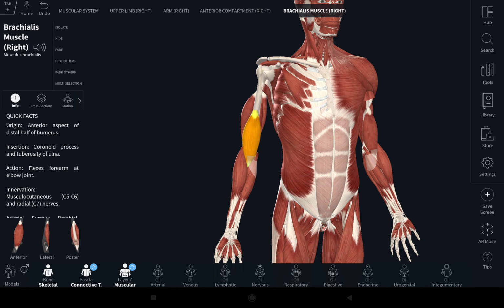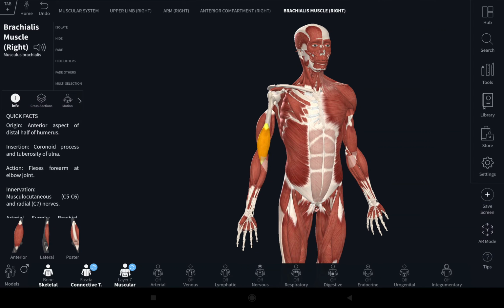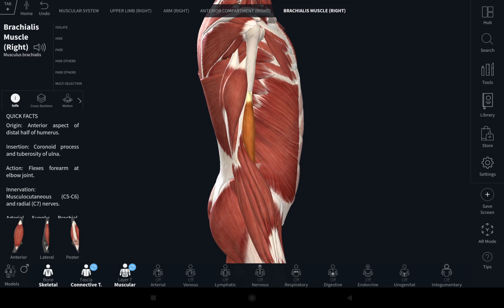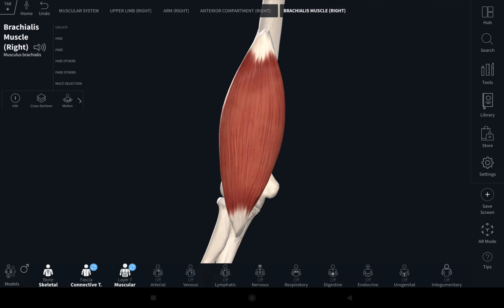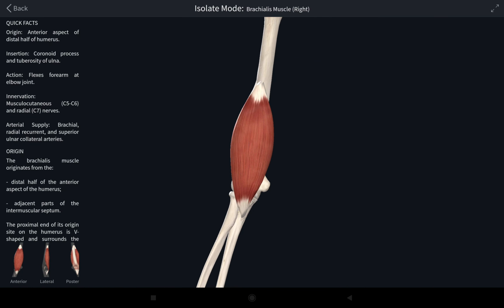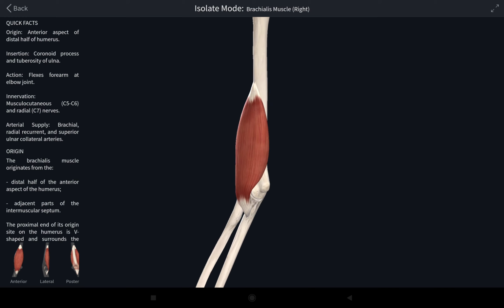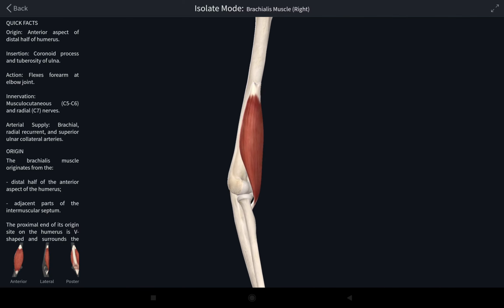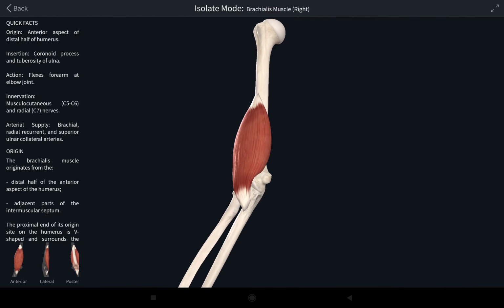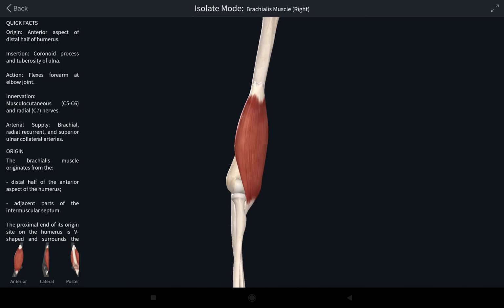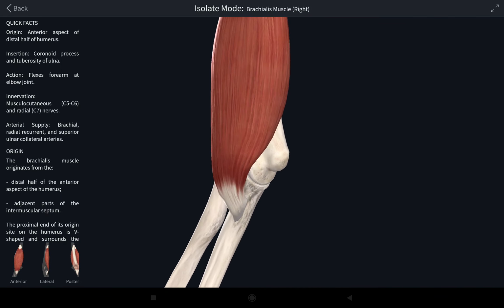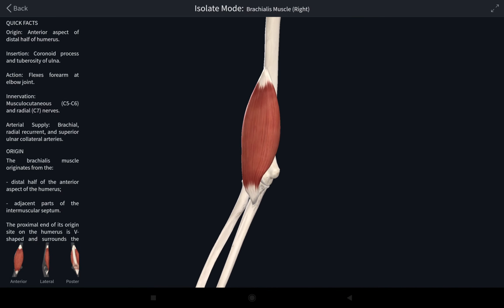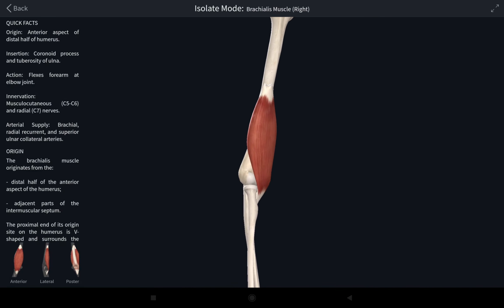Look, this is the brachialis muscle. From the side, this is the brachialis muscle. If we isolate it, we can clearly see it arises from the anterior aspect of the distal shaft of humerus, and it inserts into the coronoid process and tuberosity of ulna. This is the brachialis muscle.